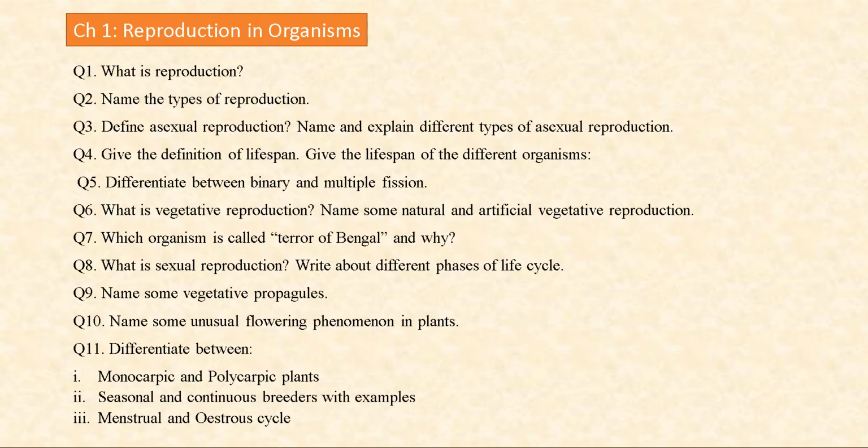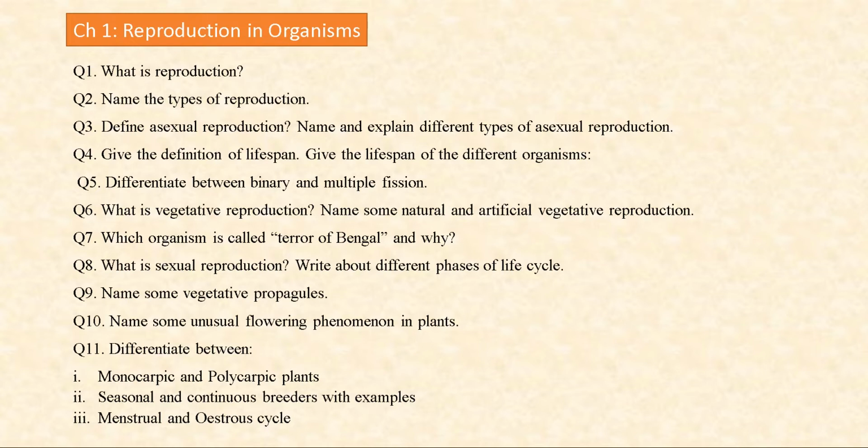Then the definition of lifespan, and also you need to know the lifespan of a few organisms. Then the difference between binary and multiple fission with examples. Then what you mean by vegetative reproduction, and some natural and artificial vegetative reproductive methods. Then the terror of Bengal: which organism is called so and why. Then what is sexual reproduction, and write about the different phases of the life cycle.